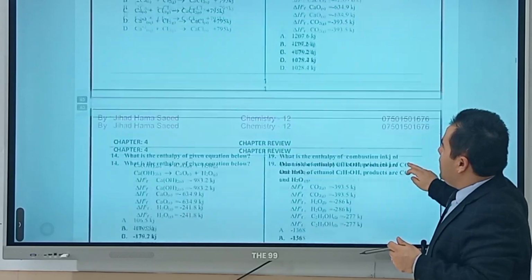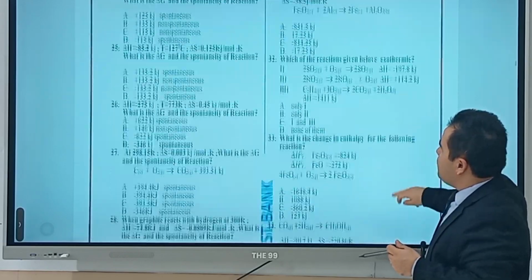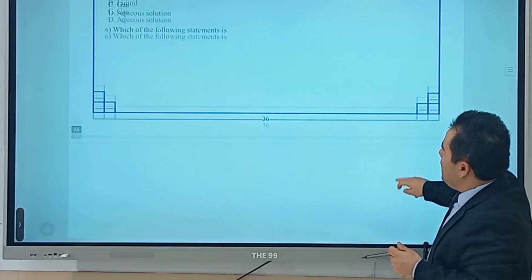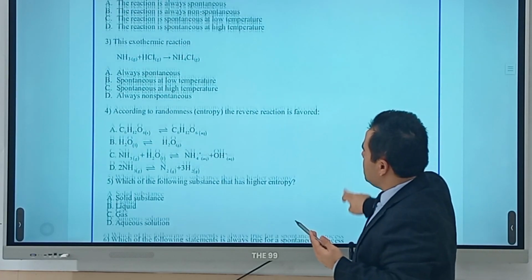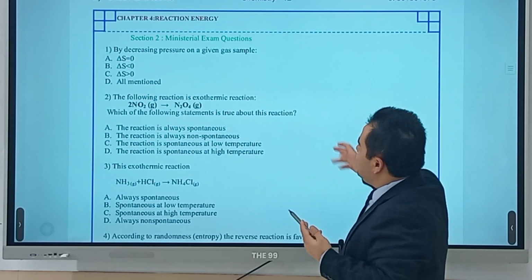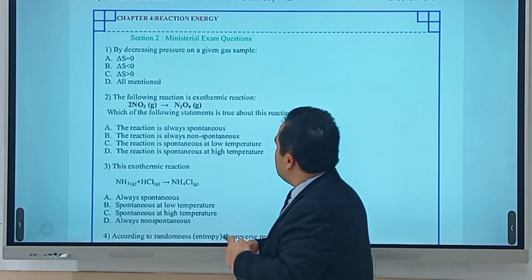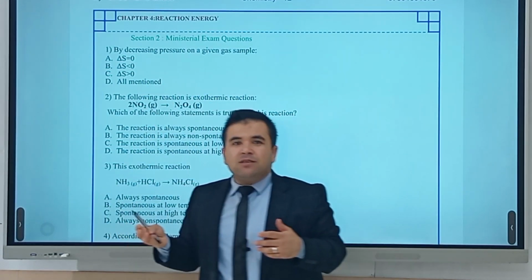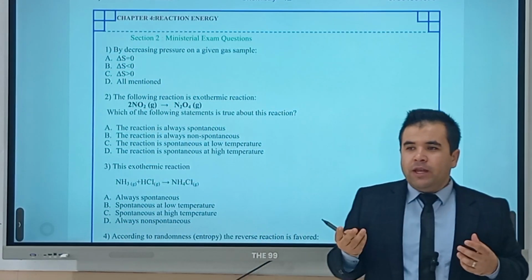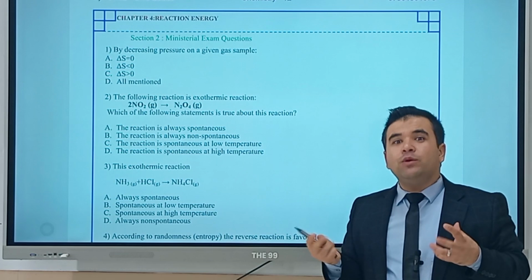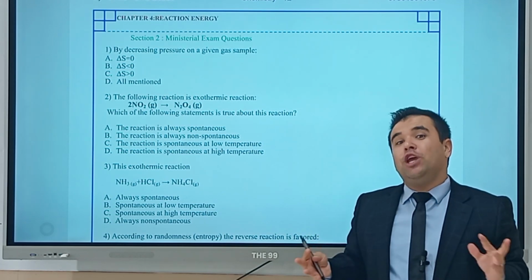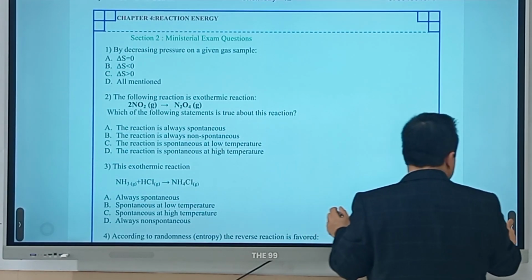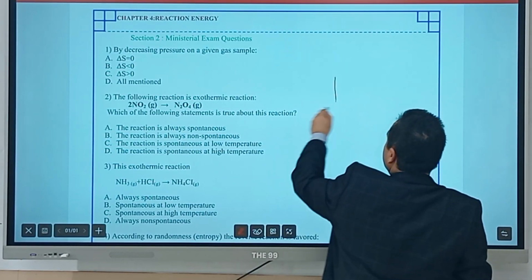Now I will be solving the standardized test prep. This is the test bank. It needs time to solve, and we have ministry exam questions as well. Let us solve some of the ministerial exam questions. By decreasing pressure on a given gas sample, guys, whenever we decrease or increase pressure, there will be a change in the movement of particles in a system. Let me show you what will happen to the entropy.